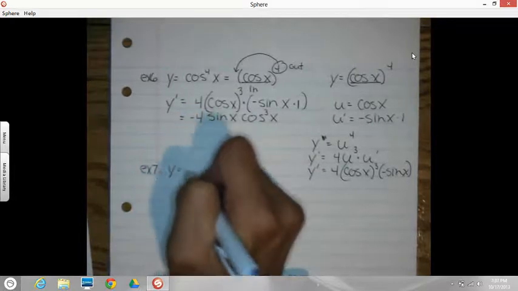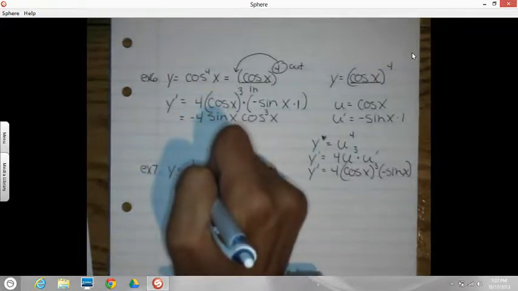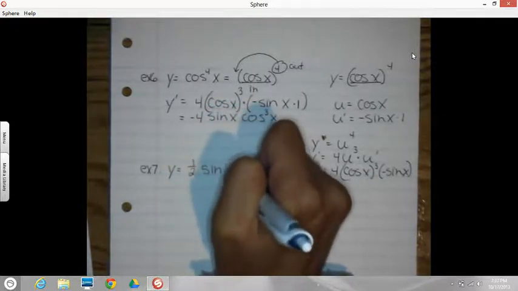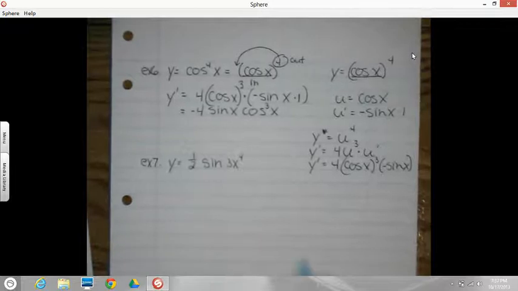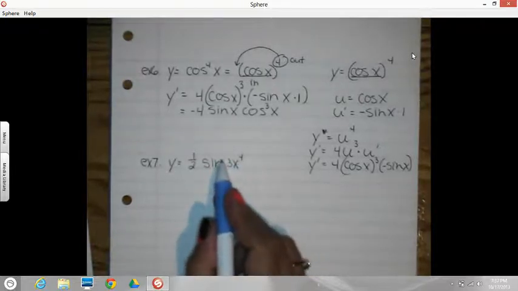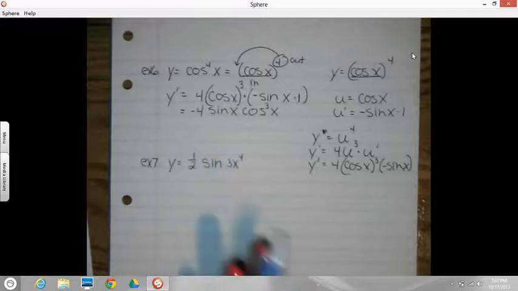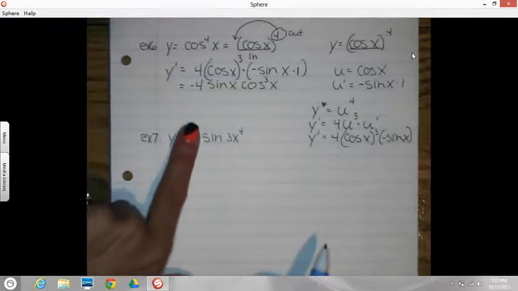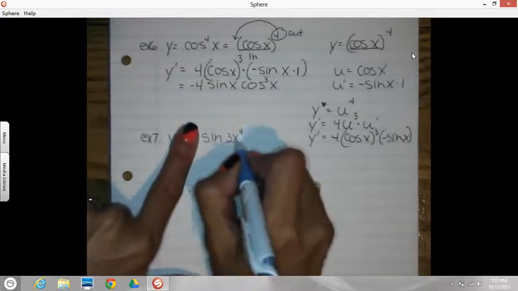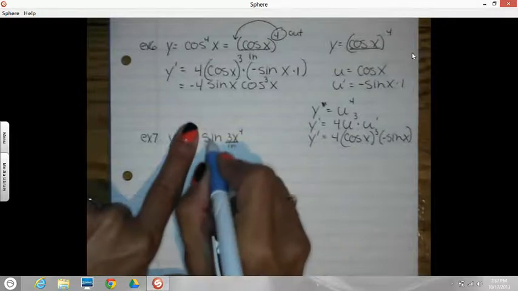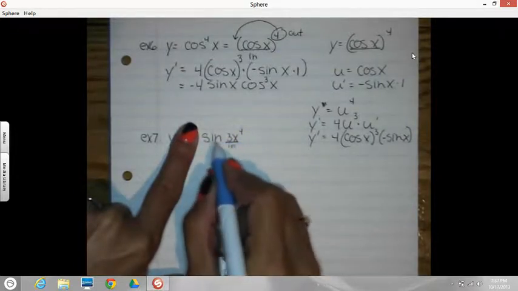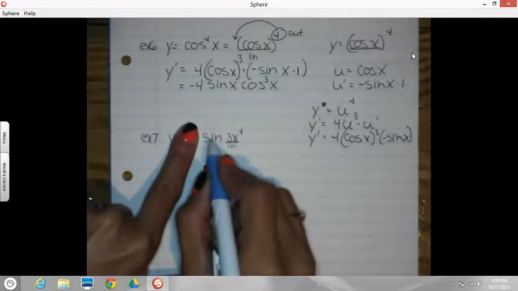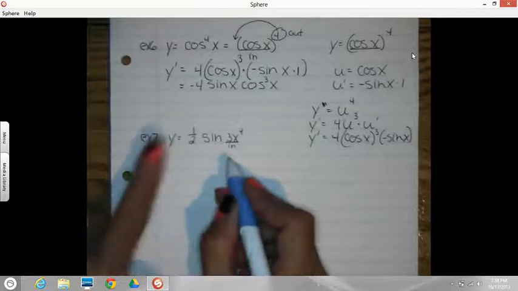Y equals 1/2. I'm going to make it challenging. Sine of 3x to the 4th. Okay, notice the 4 is on the x here only. It's not on the sine function over here, so I don't need to rewrite this with parentheses. Again, constant multipliers in front, don't even worry about them. Here's your inside. Here's your outside. It's a trig function. You can think of it as a composite, but I just like to say, oh, it's a sine. I know how to do the derivative of sine. It's on that blue sheet. The derivative of sine is cosine.